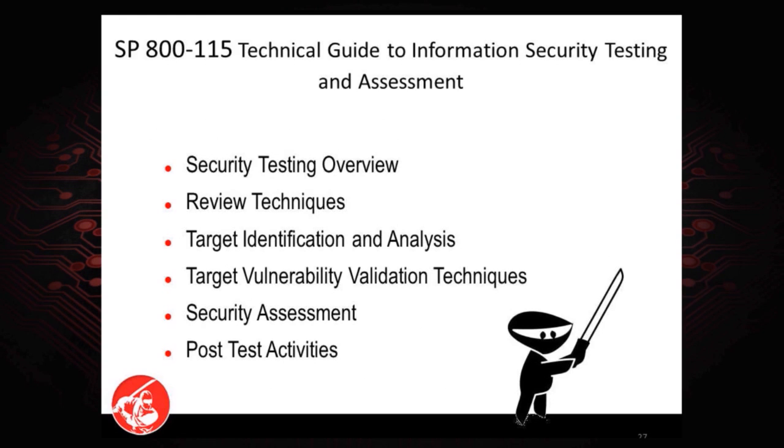Okay, SP 800-115 is a technical guide to information security testing and assessment by NIST. It gives you a security testing overview, review techniques, target identification and analysis, and target vulnerability validation techniques. Validation techniques, again, remember, means exploitation. This means we're trying to exploit the target and validate our vulnerabilities, which is part of red teaming. Then security assessment and post-test activities. That is, if you get exploitation, you get on the machine, what do you do from there? Sometimes you do what's called post-exploitation, where you'll crack passwords, you'll do other things and stuff like that.